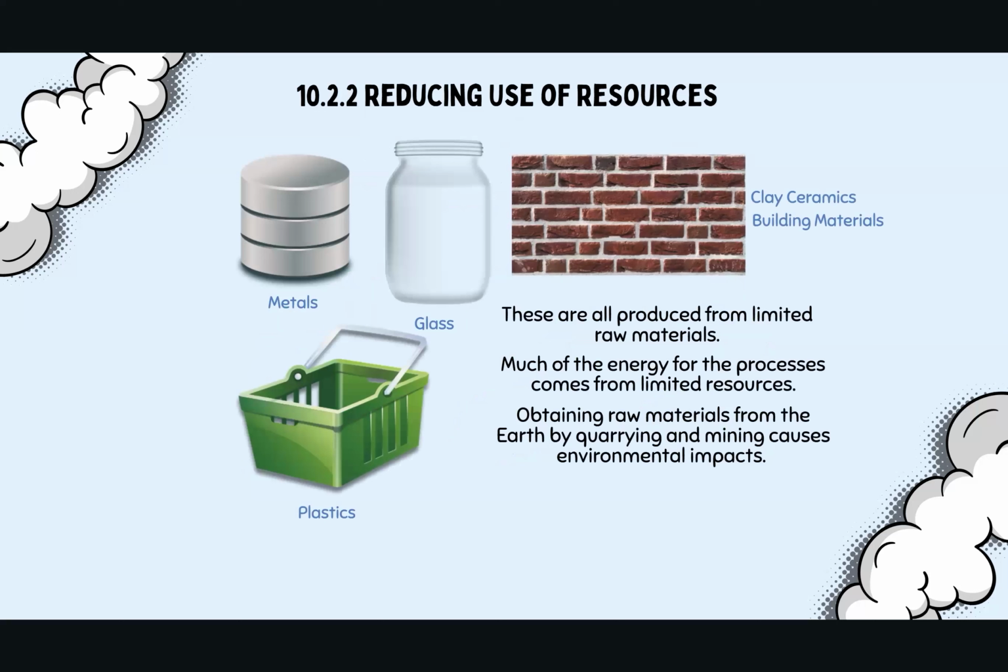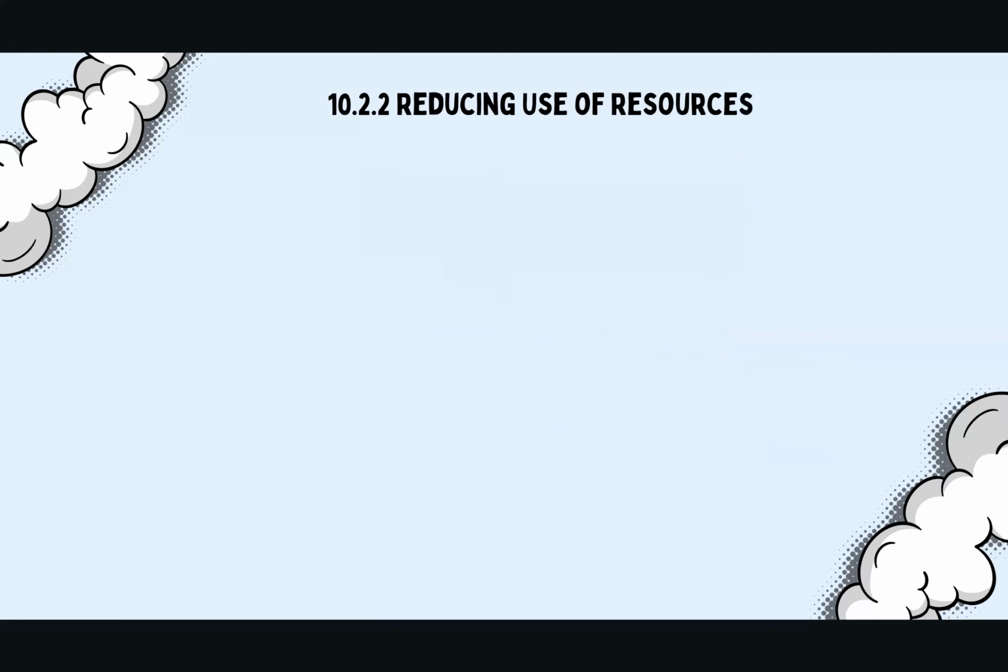So things like clay, ceramics, building materials, metals, glass, plastics, these are all produced from limited raw materials, as in materials that will eventually run out. Much of the energy for the processes comes from limited resources. Obtaining raw materials from the earth by quarrying and mining causes environmental impact. So even to get certain metals out of the earth, even to get crude oil to make plastics, these require quarrying and mining. So these are having an impact on the environment as well. They have an impact on habitats and biodiversity.